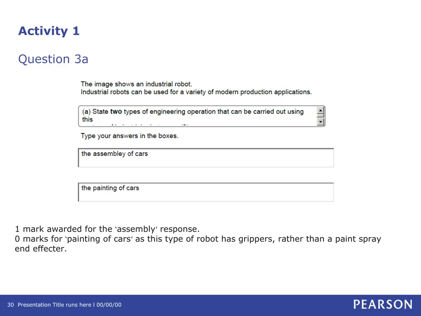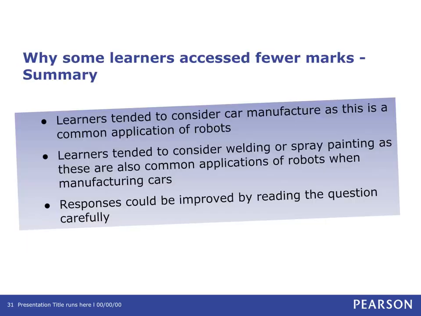This is the learner's response to question 3A, with an explanation of how the marks were awarded. 1 mark awarded for the assembly response. 0 marks for painting of cars, as this type of robot has grippers rather than a paint spray end effector. This slide provides a summary of why some learners accessed fewer marks.